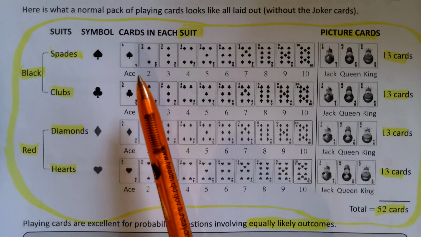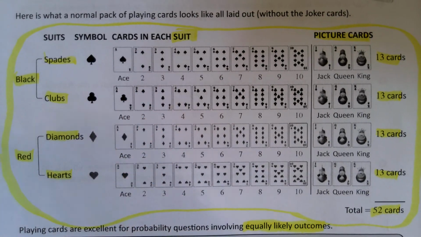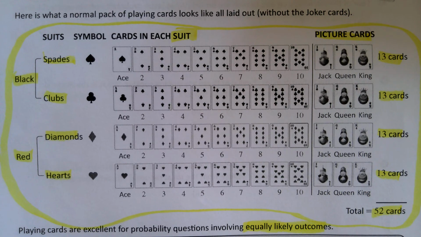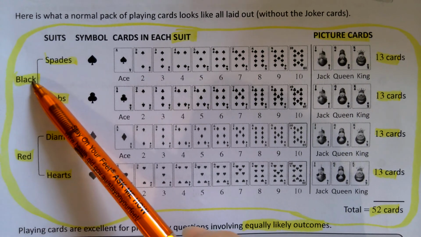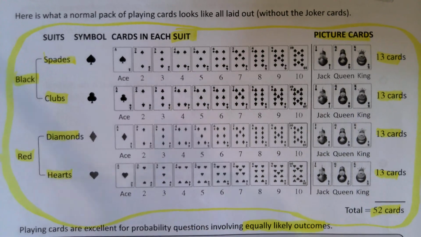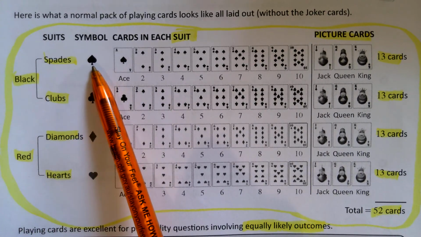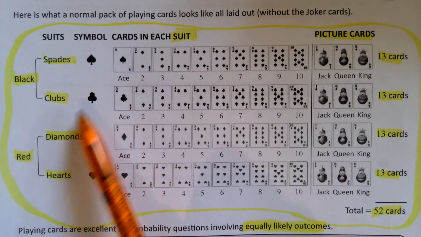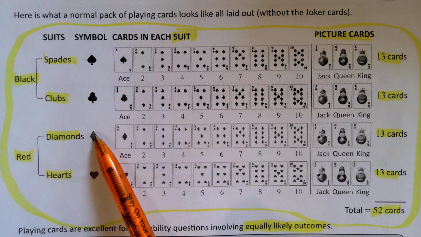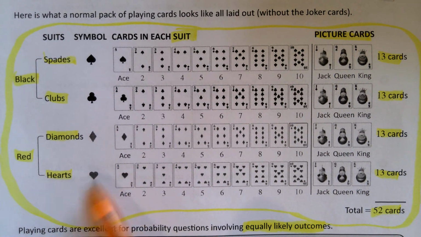Now it's important that you know what a real deck looks like. Probably a good idea to get hold of one and have a look through it. You'll see that half of them are red and half of them are black. The black cards are known as spades and they look like this, and clubs and they look like this. The red cards are diamonds, they're a diamond shape, and hearts are heart shape.